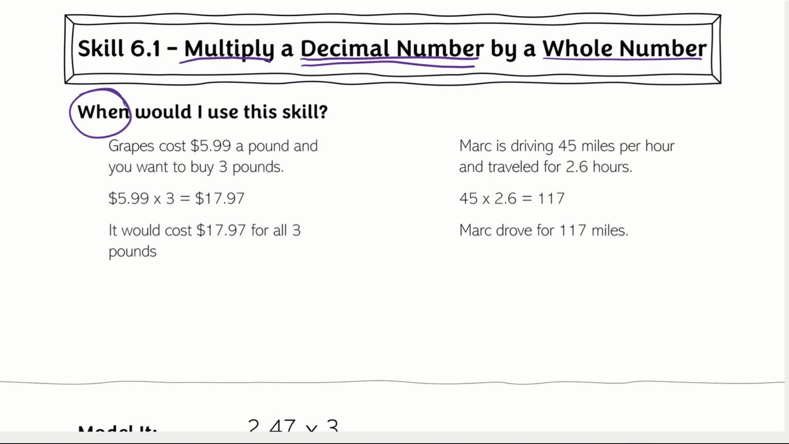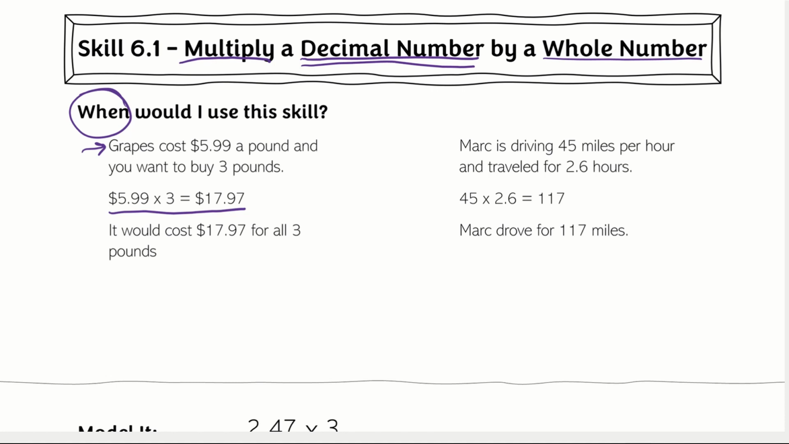So here I have this example. It says grapes cost $5.99 a pound, and you want to buy 3 pounds. And then we can do the math. $5.99 times 3 is $17.97. So it would cost $17.97 for all 3 pounds.